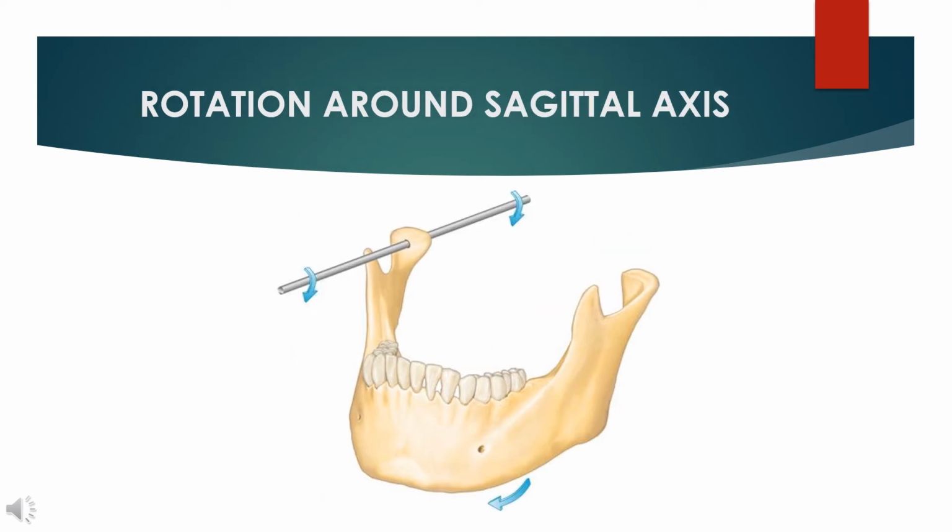The next movement is rotation around the sagittal axis. This type of movement is seen in association with the lateral movement. Here the mandible rotates around an imaginary axis running along the mid-sagittal plane. During this movement, the condyle on the working side, the side to which the mandible is moved, moves laterally and upward, while the condyle on the balancing or non-working side moves medially and downward along the medial slope of the glenoid fossa.